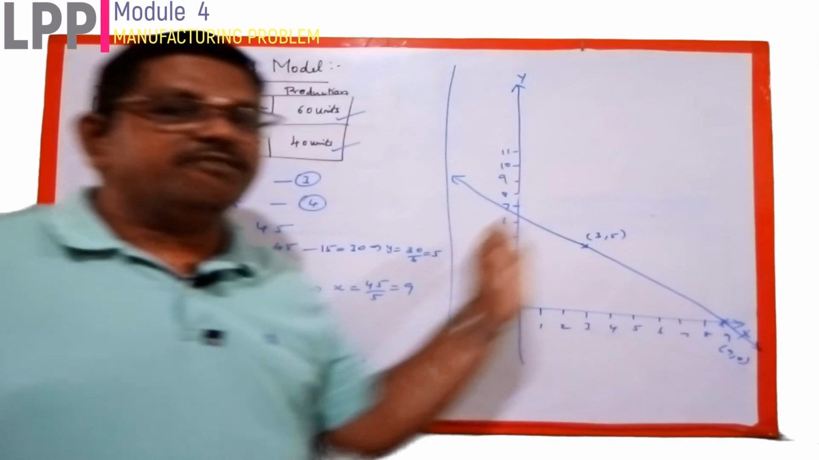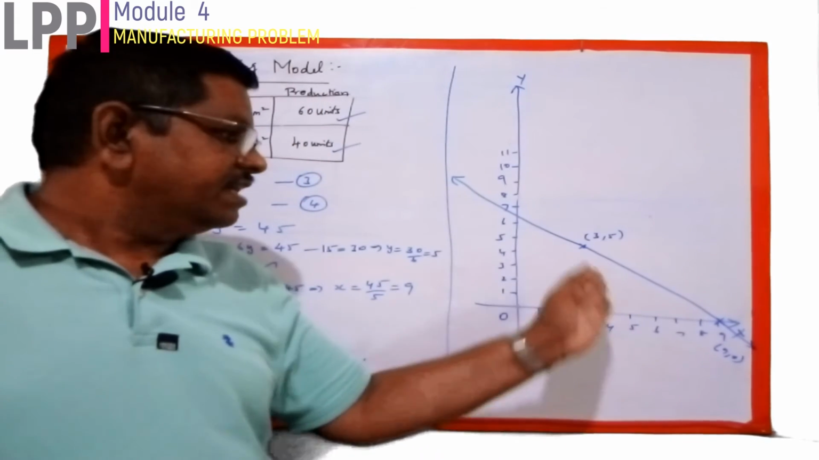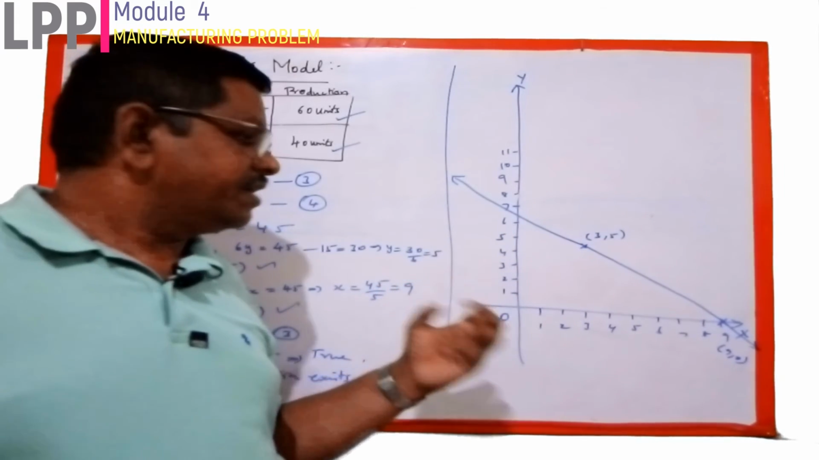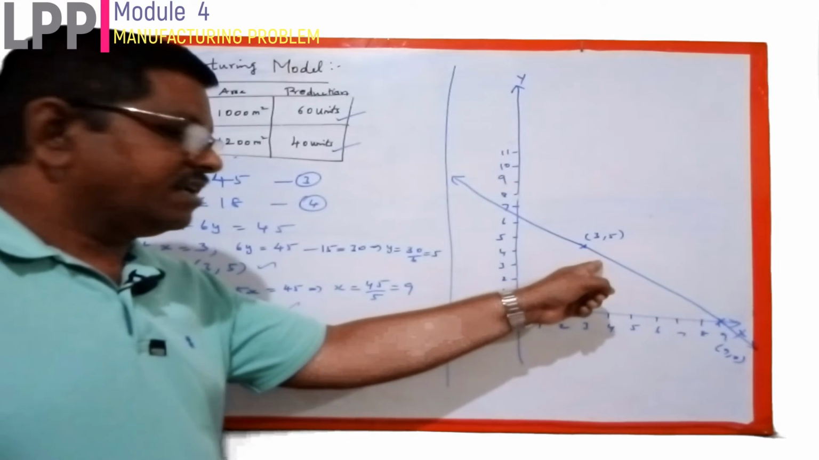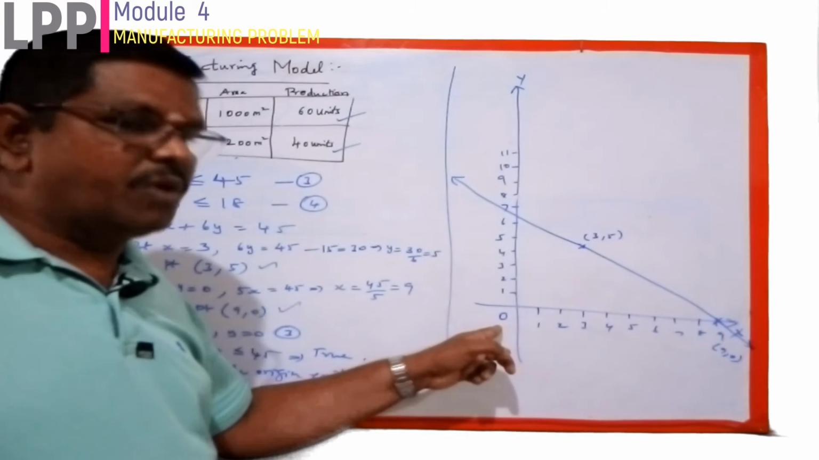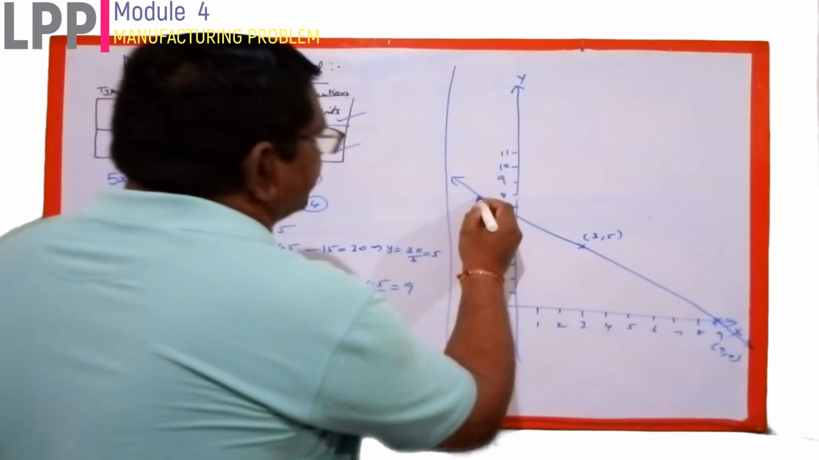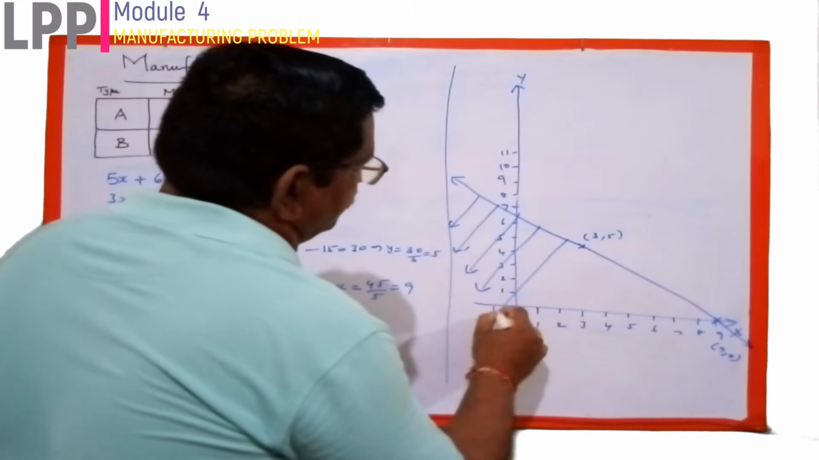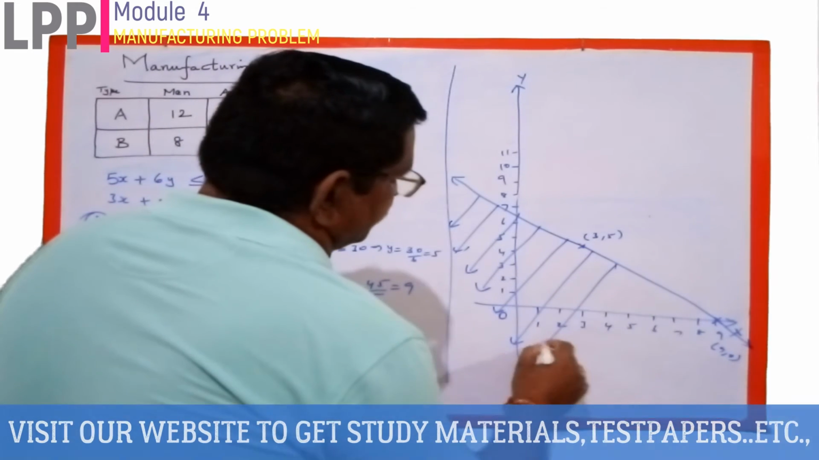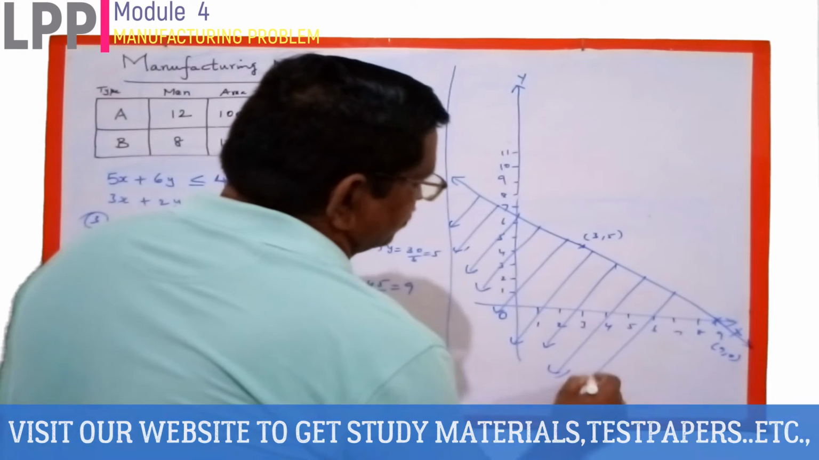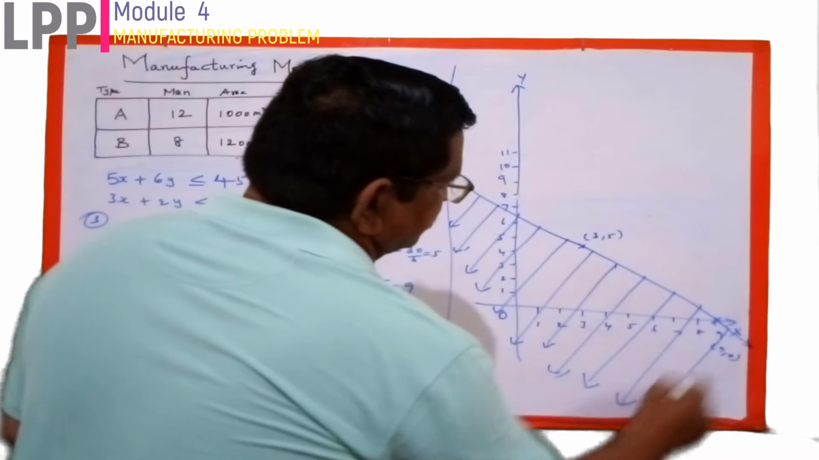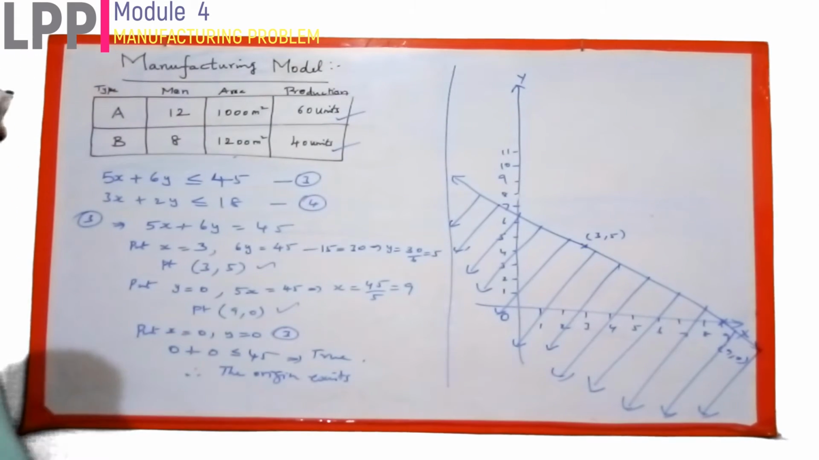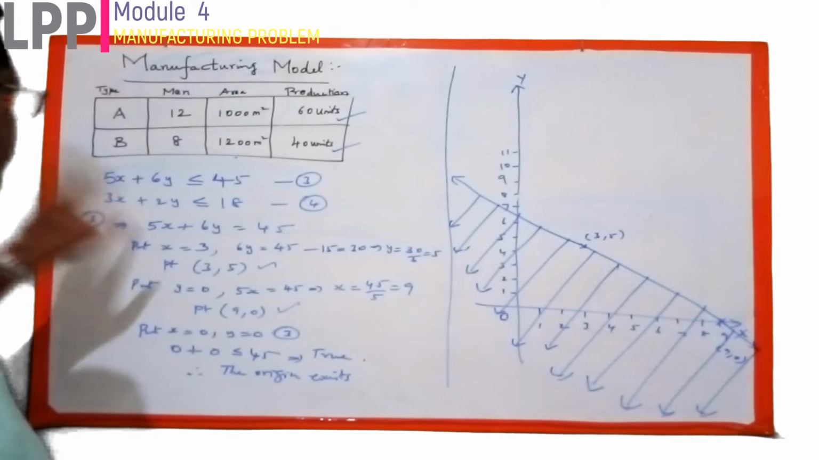Already I told you there are 2 half planes made by the inequation. Here, we have to find out which region we are going to get. The origin exists, and for this straight line the origin is below the line. So we can shade downwards, towards the origin. As much as possible, you can extend it. Okay, one work is over.